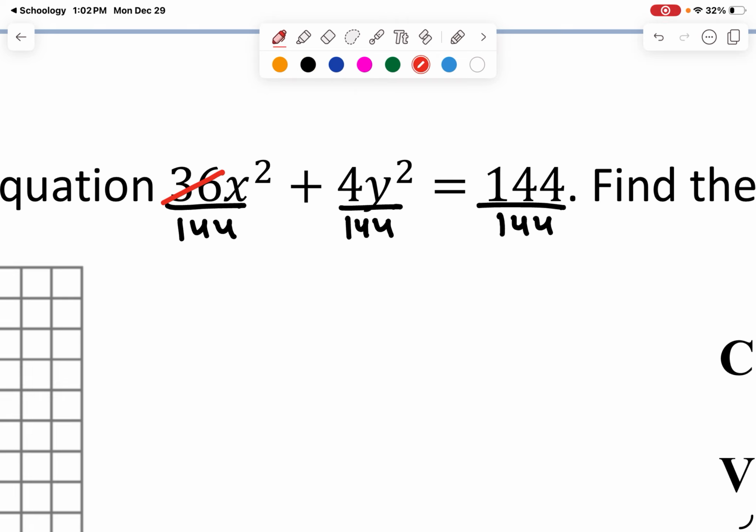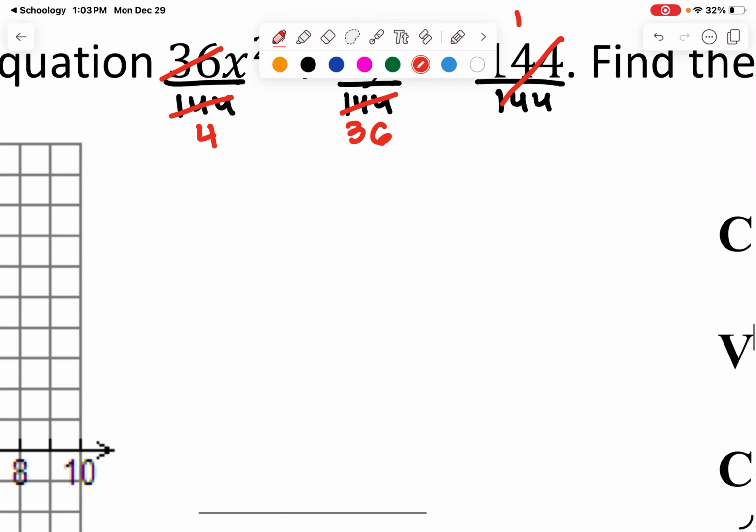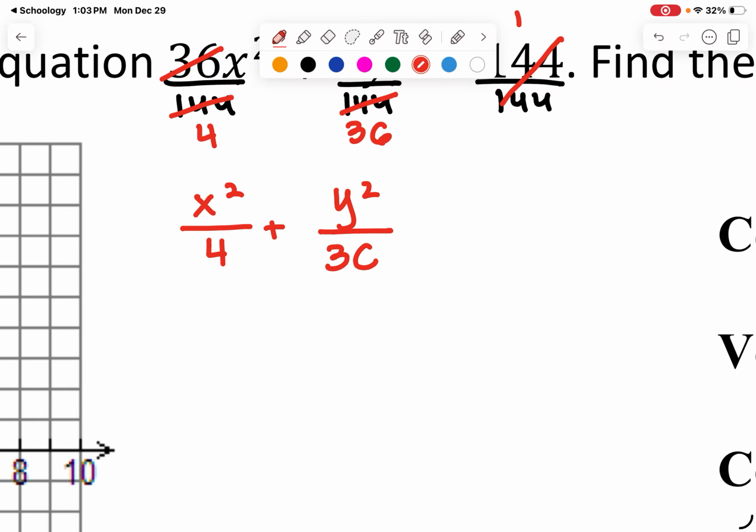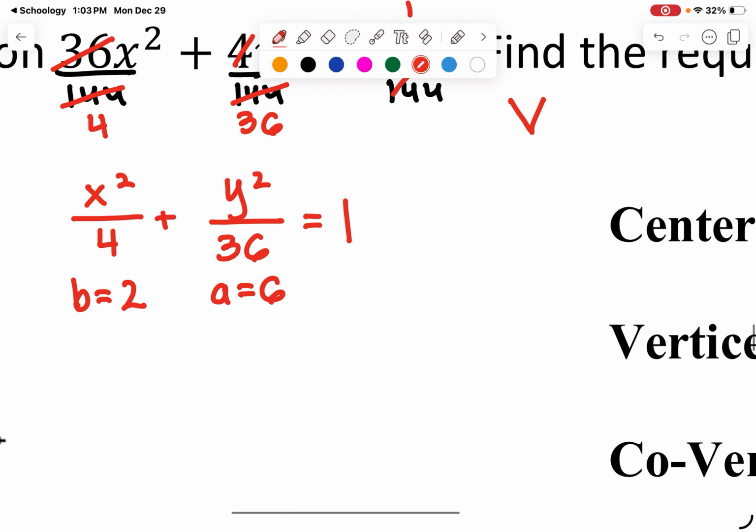Simplify your fractions. 36 goes into itself once. 36 goes into 144 4 times. 4 goes into itself once. 4 goes into 144 36 times. This is 1. Okay, so we have x squared over 4 plus y squared over 36 is equal to 1. All right, so this is a vertical ellipse. a is 6, b is 2. Love that for myself. Okay, center, 0, 0.